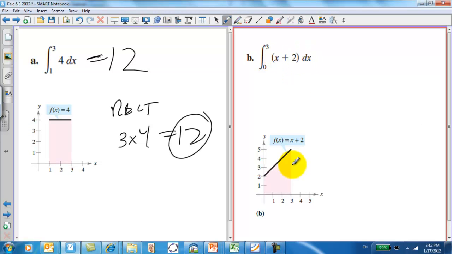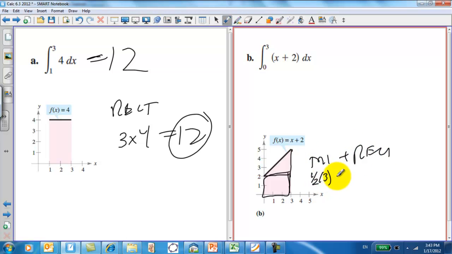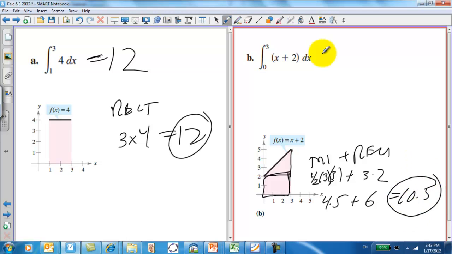Let's try another one, b. Now we've got the line x plus 2, going from 0 to 3. Now, you got a couple choices here. You can use a trapezoid rule, or you can break it up into a triangle and a rectangle. A triangle plus a rectangle. And the triangle is 1/2 base, which is 3, times the height, which is 3. And the rectangle is 3 by 2. So we get 4.5 plus 6, 10.5. So this integral is 10.5.